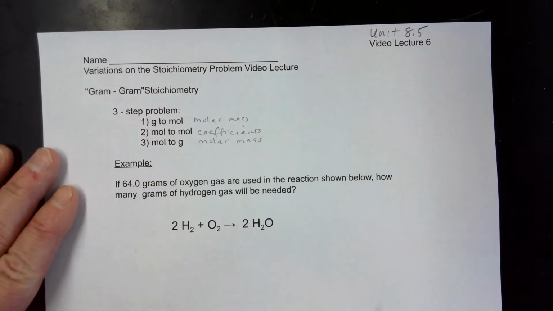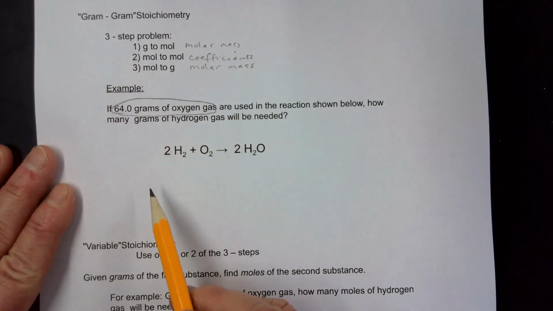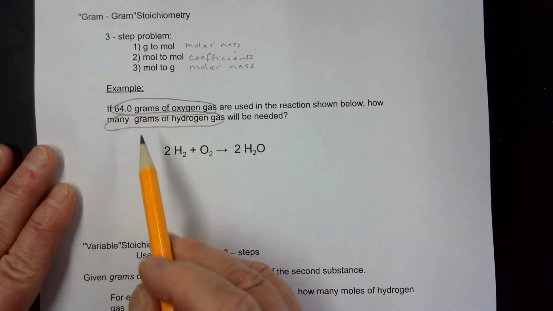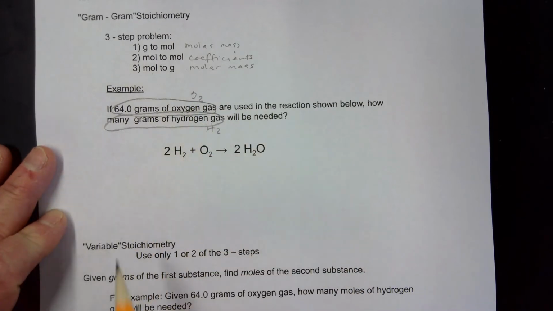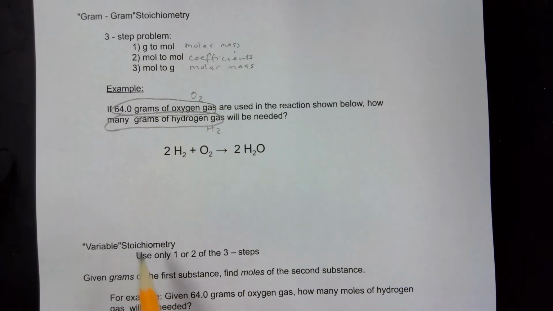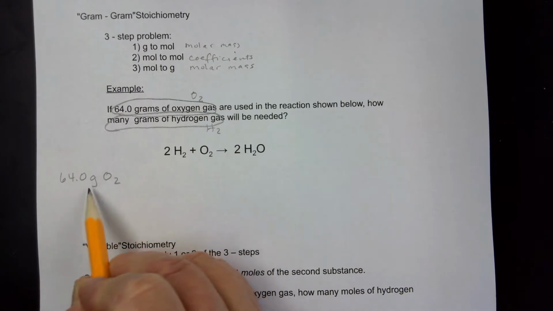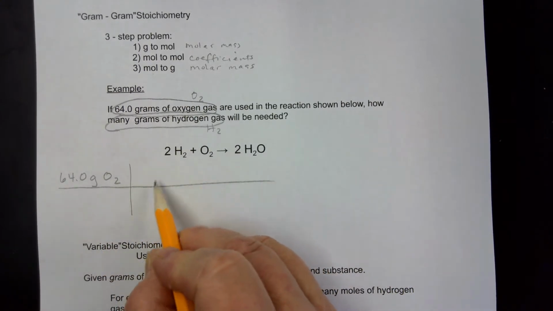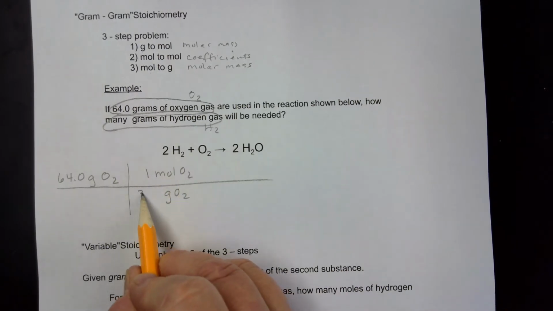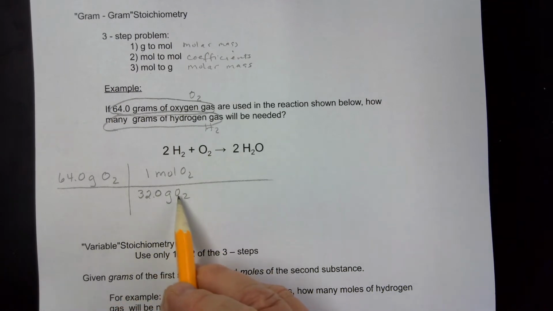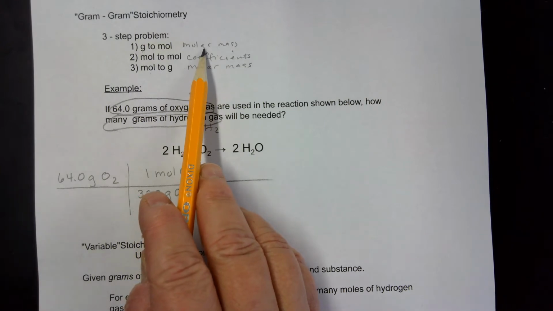Okay, and so just a quick refresher. You have 64 grams of oxygen gas. How many grams of hydrogen gas will be needed? So you are given a quantity of oxygen and being asked to find a quantity of hydrogen. And so we can see here that 64.0 grams of O2, if we set that up, grams of O2 in the denominator, 1 mole of O2 in the numerator. We know the molar mass of oxygen is 16 times 2 is 32. So that's our first fraction, the molar mass of the original substance.